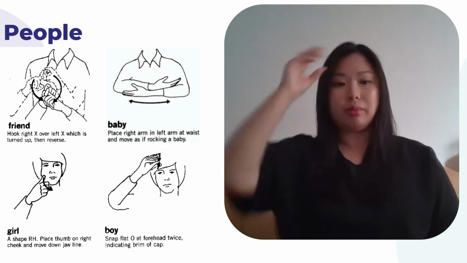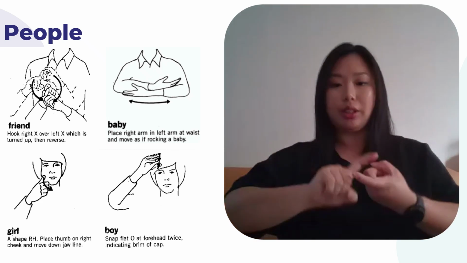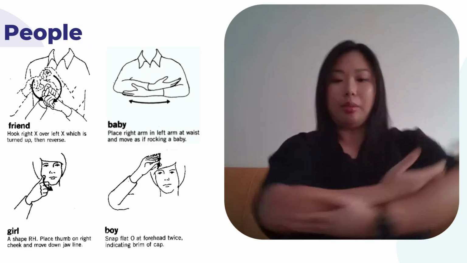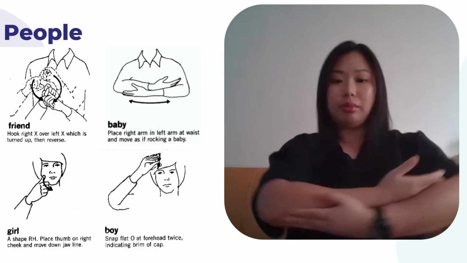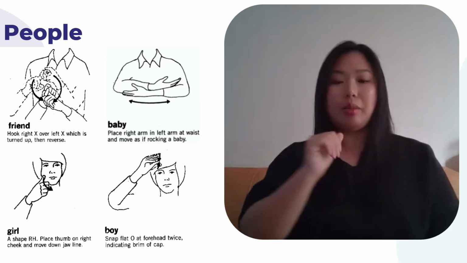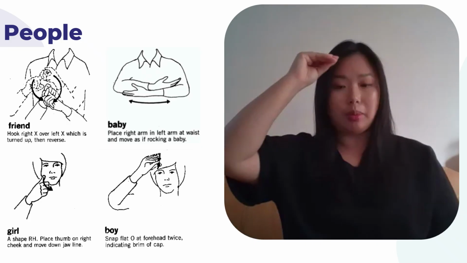Boy. So we have friend, you hook your fingers. Baby, you're rocking a baby. Girl, you run your thumb along your cheek. And boy, as if you're snapping the top of a cap.